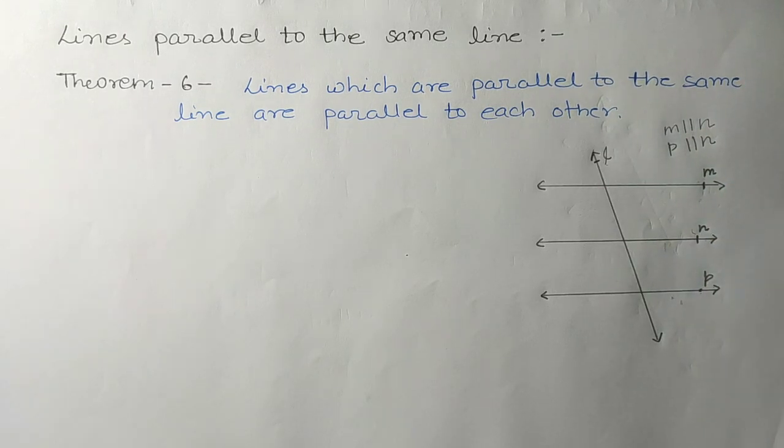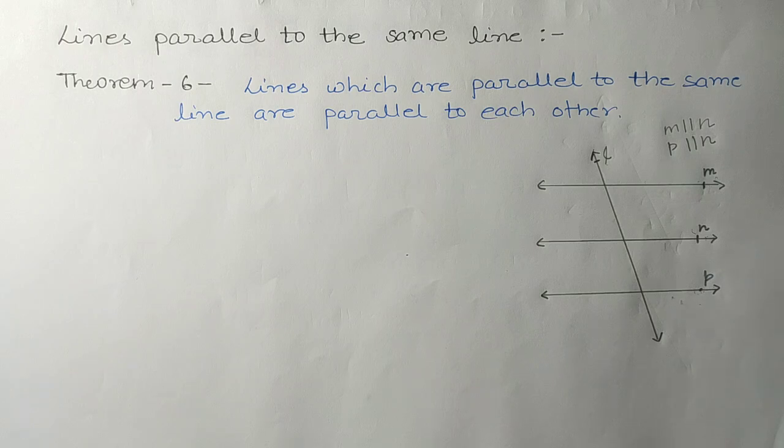So try to understand what we have to prove here. M is parallel to N, P is also parallel to N, so we will show that this line M is parallel to P. Both the lines M and P are parallel to the same line, then we'll prove that these lines M and P are parallel to each other.